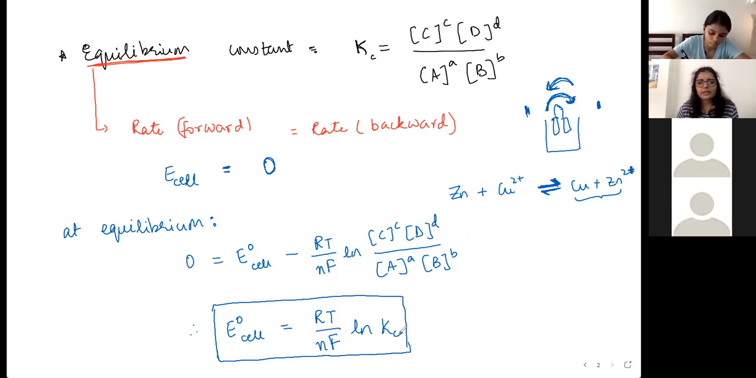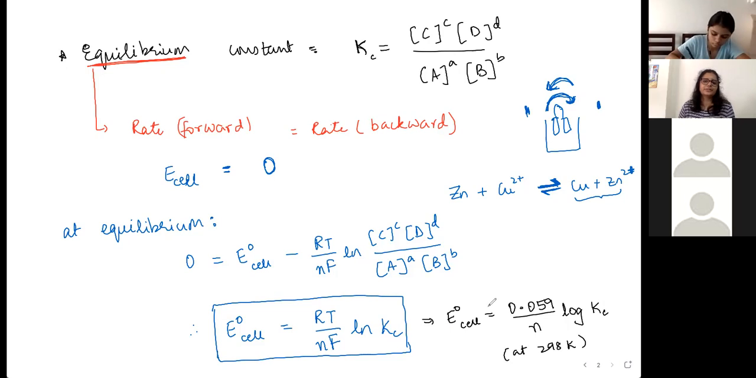And if you want to make it usable for your calculations, you can write it as E naught cell equal to 0.059 by n log Kc. And again, you need to be careful. This is at 298 Kelvin. We put the temperature value as 298 to get 0.059.